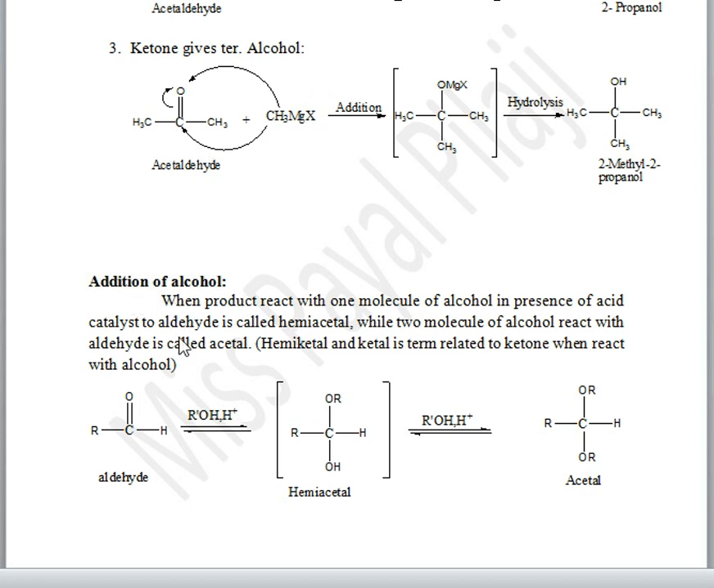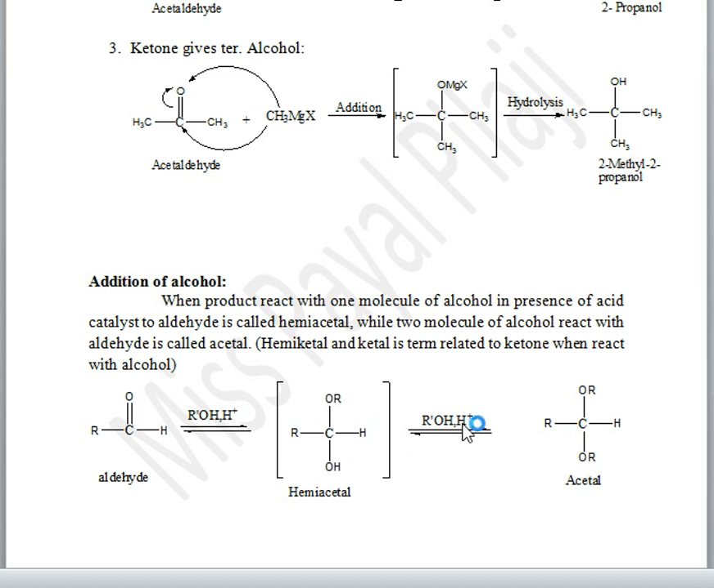The next reaction is the addition of alcohol. When an aldehyde reacts with one molecule of alcohol in the presence of an acid catalyst, the product is called a hemiacetal, while when two molecules of alcohol react with the aldehyde, it is called an acetal. Hemiketal and ketal are the terms used when a ketone reacts with alcohol. So the aldehyde reacts with one molecule of alcohol, forming a hemiacetal.